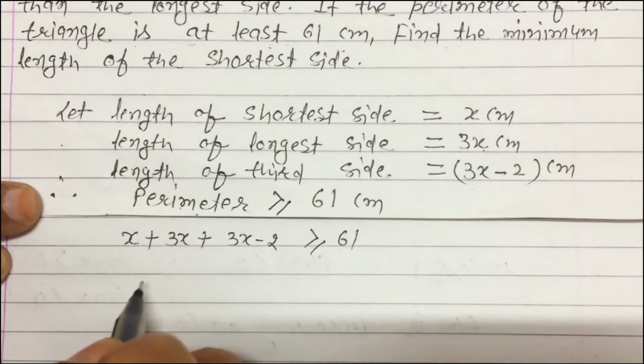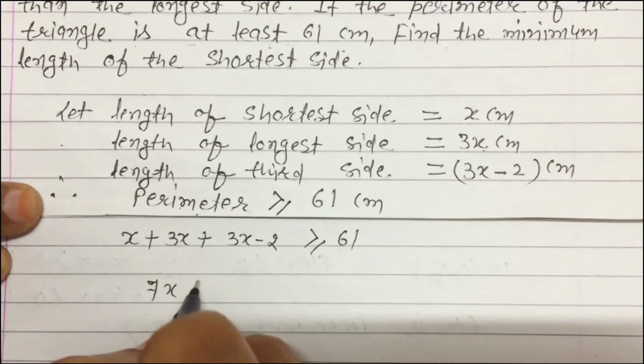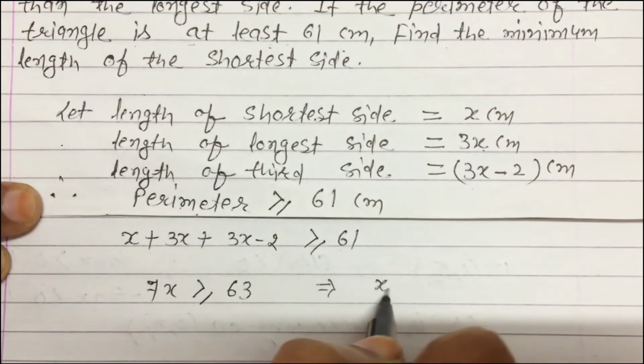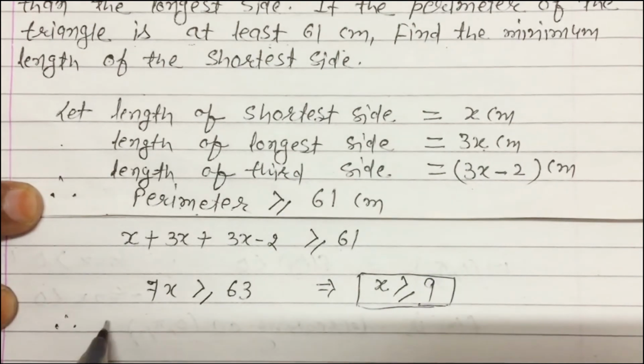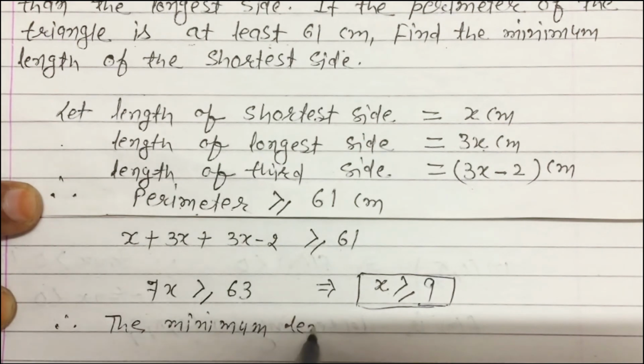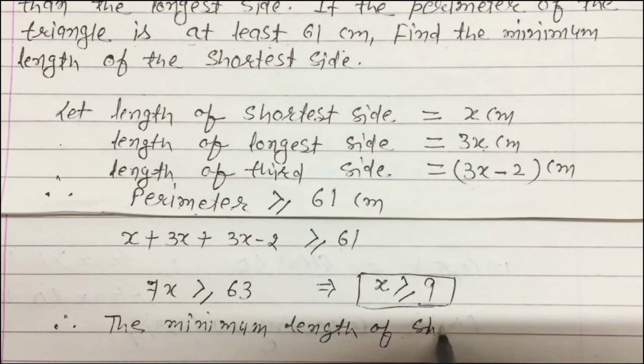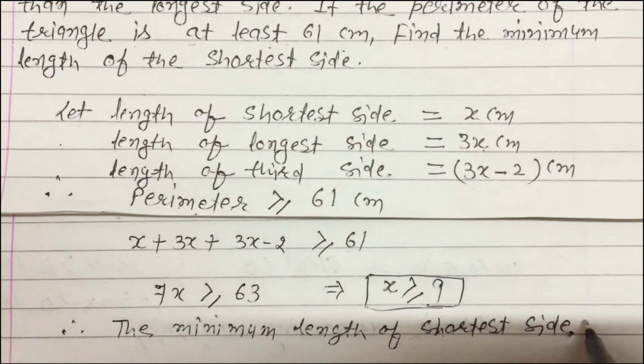And now solve it. We will get 7x greater than or equal to 63. Therefore x is greater than or equal to 9. X is the shortest side. Therefore the minimum length of the shortest side is equal to 9 centimeter. Okay, this is the answer.